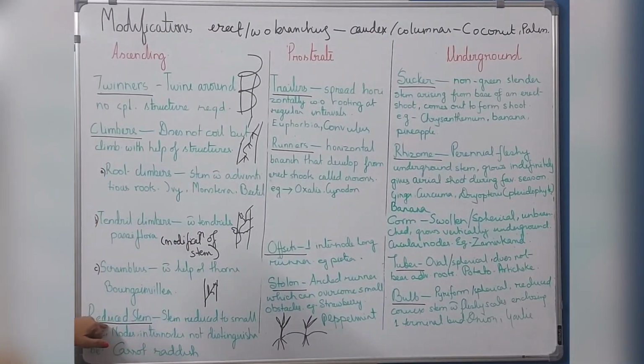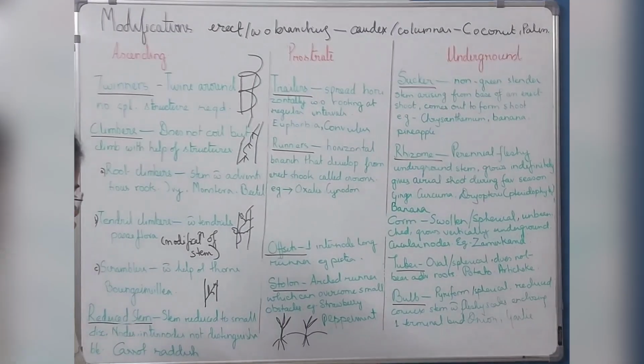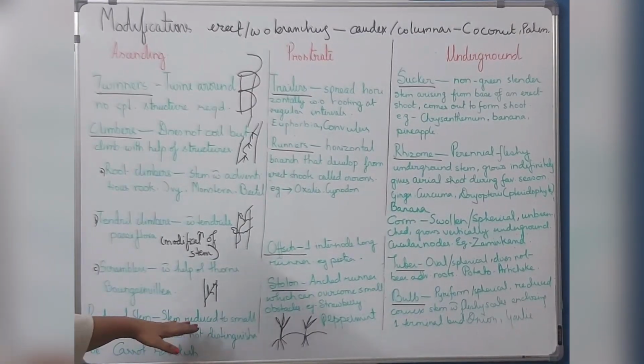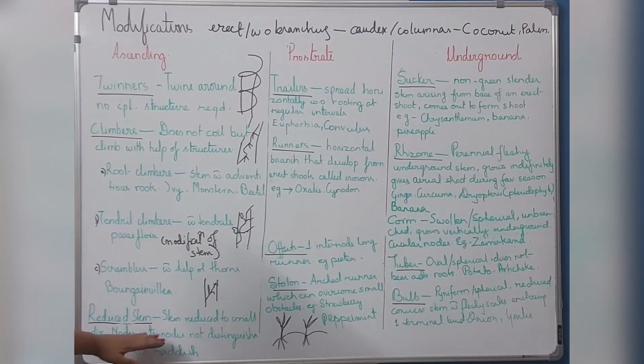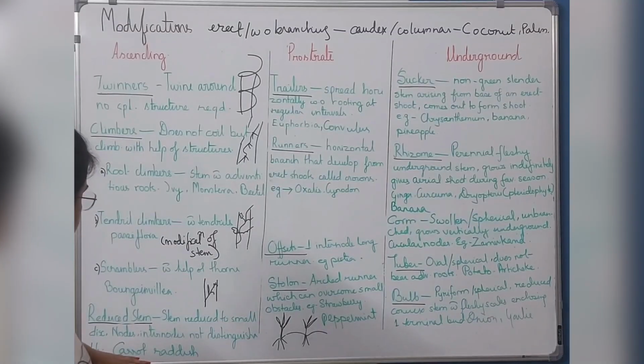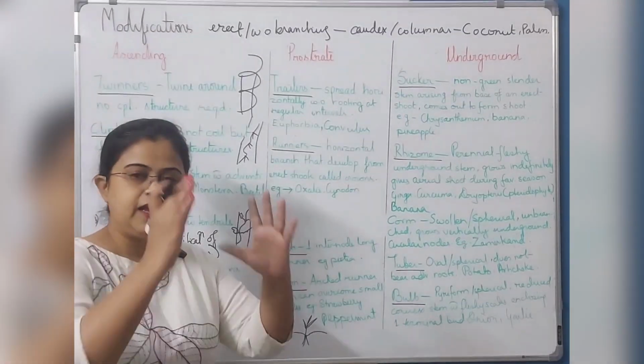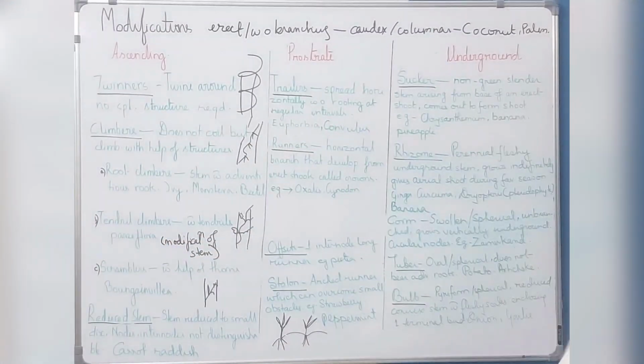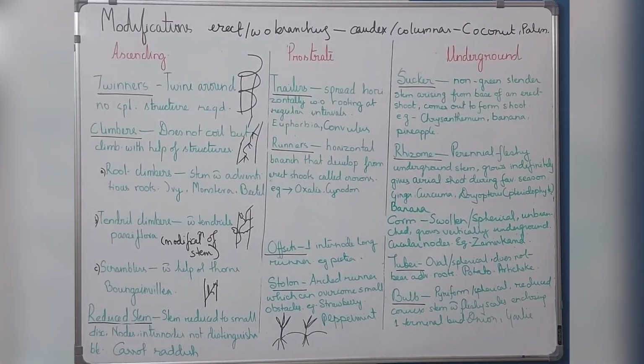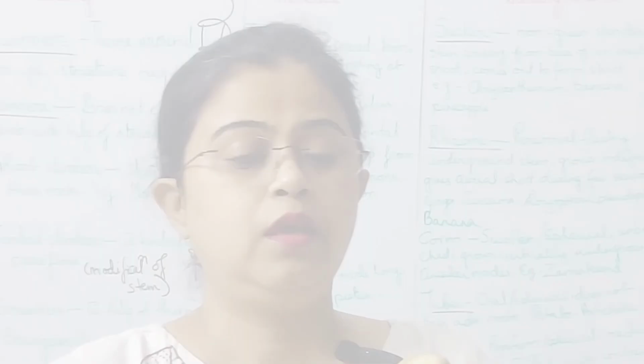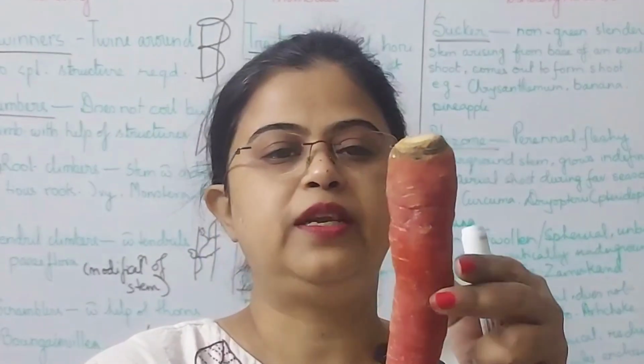Then let us come to reduced stem. कहाँ देखने को मिलता है? The stem is reduced to a small disc, nodes and internodes not distinguished. Carrot and radish. Carrot का मैं दिखाती हूँ. I have a carrot here. ये तो carrot यहाँ हमें देखने को मिल रहा है.